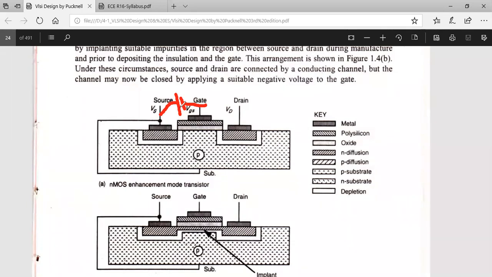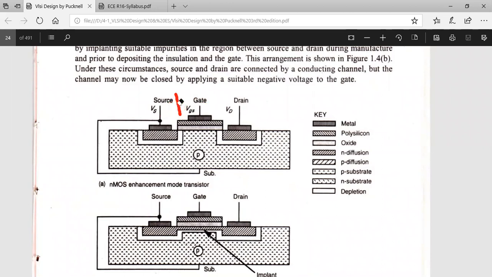If you want to give some input voltage, you want to create some voltage difference, definitely you require two terminals. I can't simply give some voltage to the gate only. So for that purpose, I will be applying some voltage difference between this gate and source, that is indicated with VGS, right?